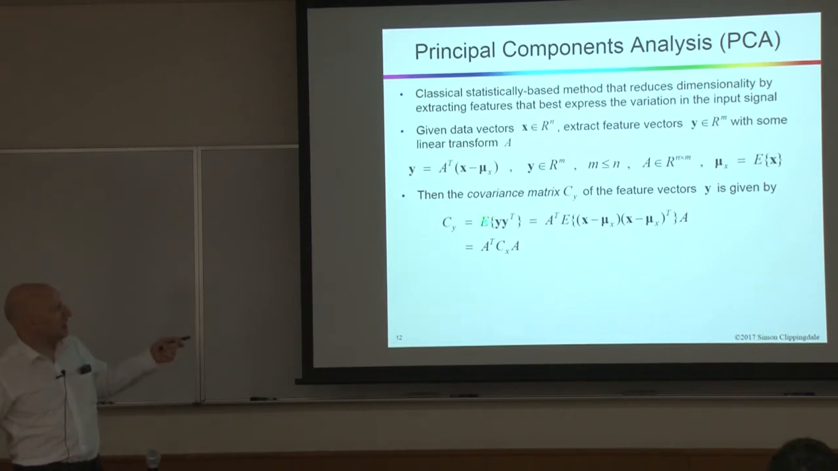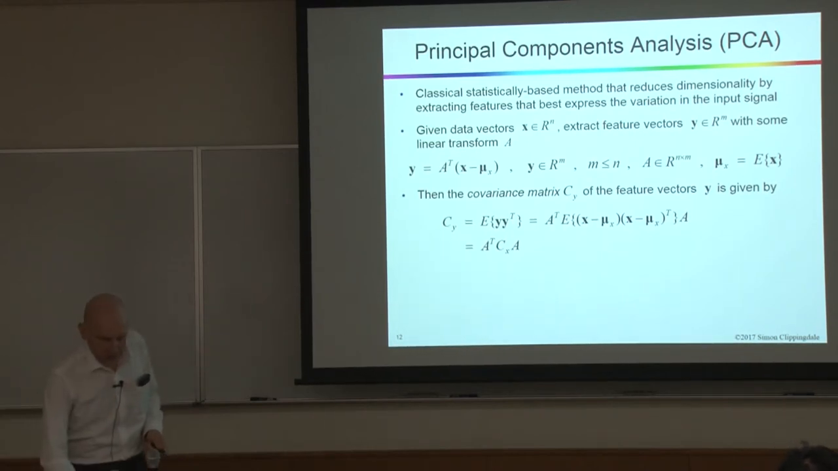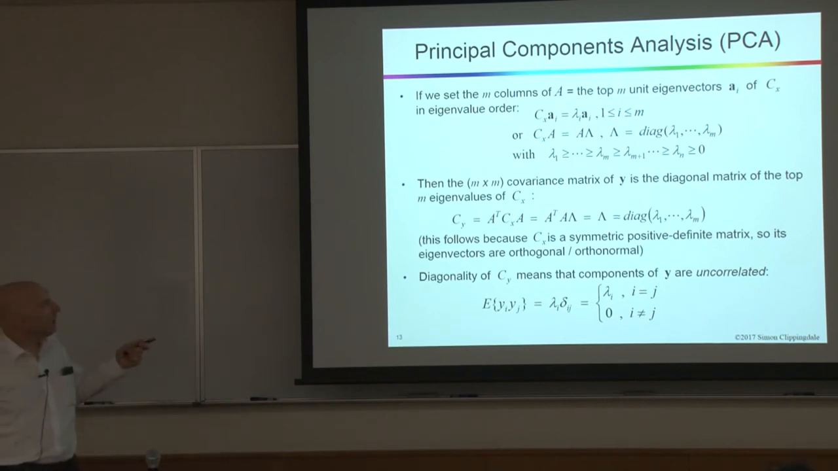And it turns out that the E here is expected value, or an average, statistical average, if you like. So this is Y times its own transpose. This is a so-called outer product here, and this is the expected value of that, or the average value of that. And that covariance matrix can be expressed in terms of the covariance matrix of the input here, Cx, and the transformation matrix A. And by a good selection of the transformation matrix A, we can give this covariance matrix of our feature vectors certain desirable properties, such as uncorrelated. We would like the components of Y to be uncorrelated with each other so that we don't waste bits transmitting or storing very similar pixel values, for example.